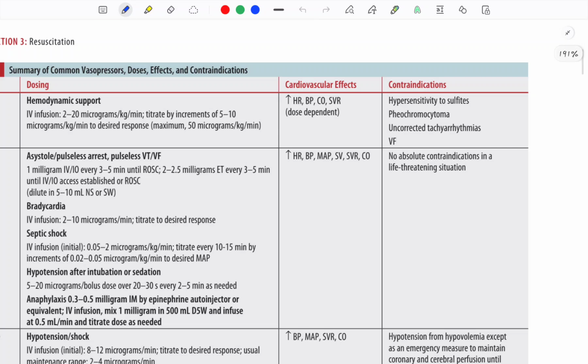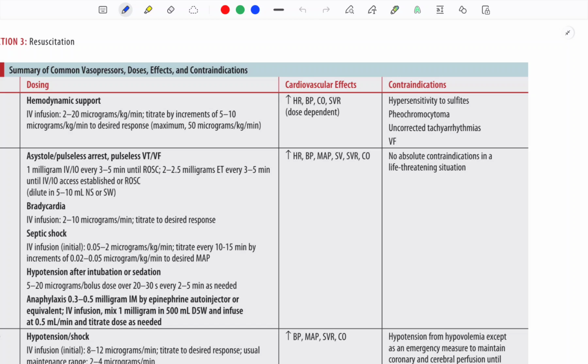Now, what are the contraindications of each vasopressor? Dopamine, as we knew, will not be used. It is contraindicated in hypersensitivity to sulfites, pheochromocytoma, uncorrected tachyarrhythmias, and VF. Epinephrine has no absolute contraindication.